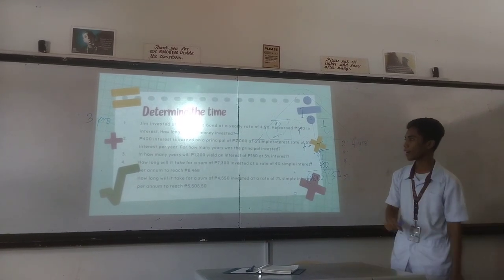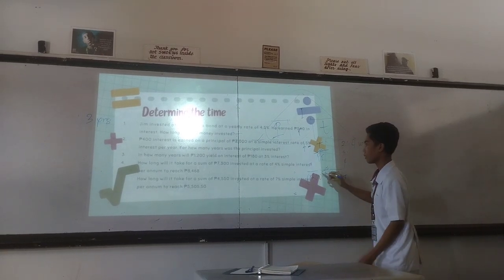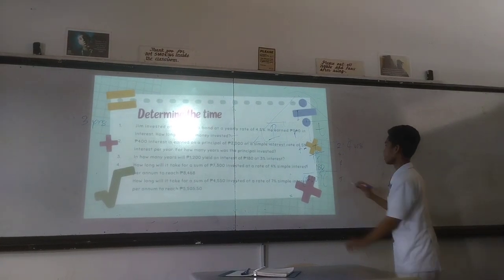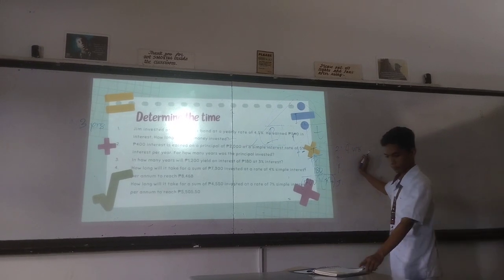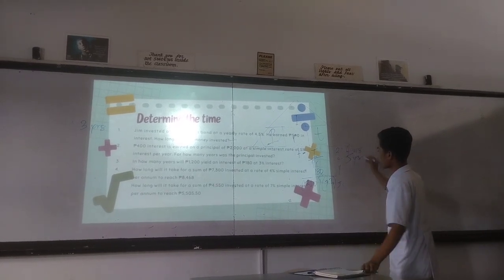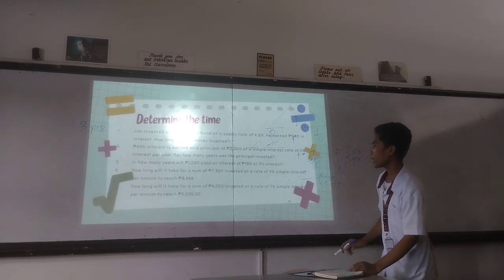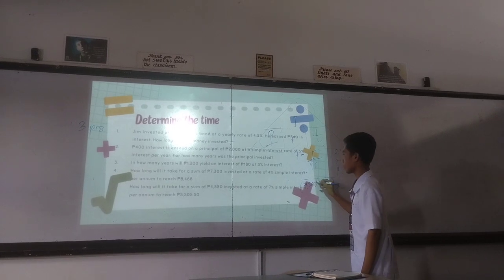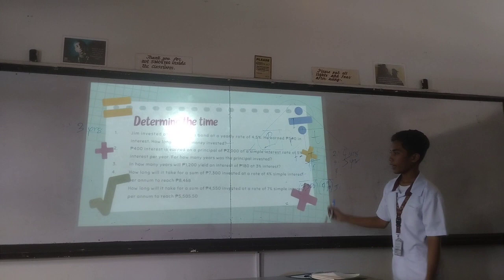So number 3, in how many years will 1,200, that is our principal amount, give an interest of 180 at an 8% rate of interest? Input this and then we'll get 5 years. So for the next problem, how long will it take for the sum of 7,300 invested at a rate of 4% simple interest per annum to reach 8,468?